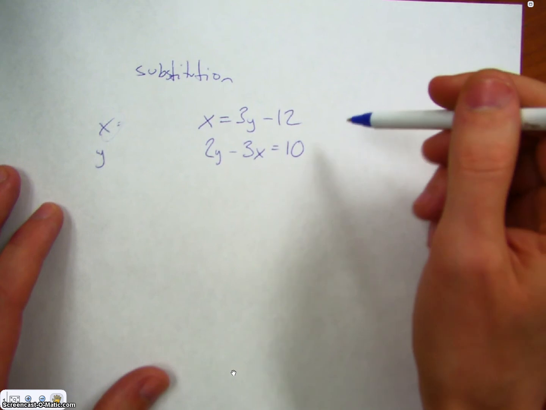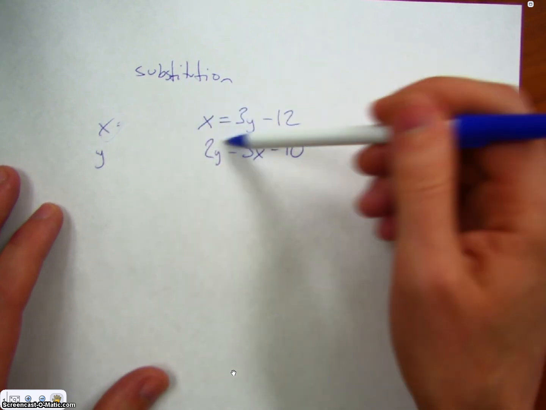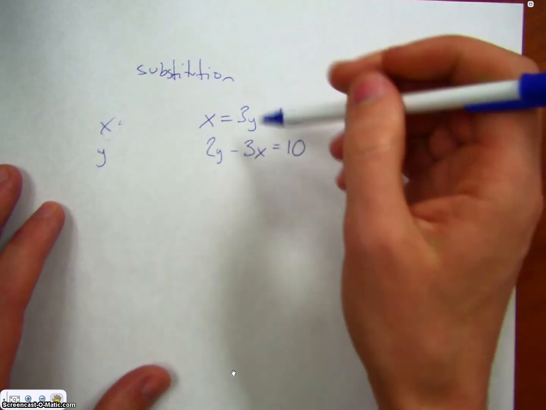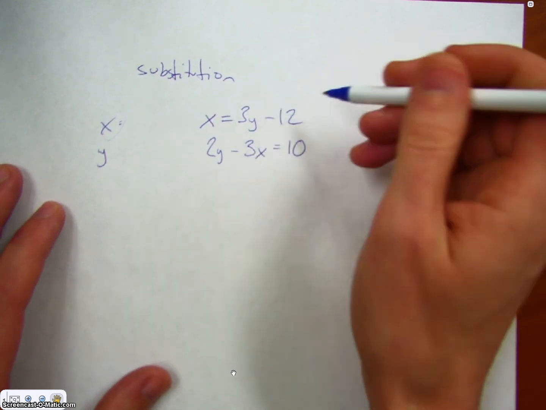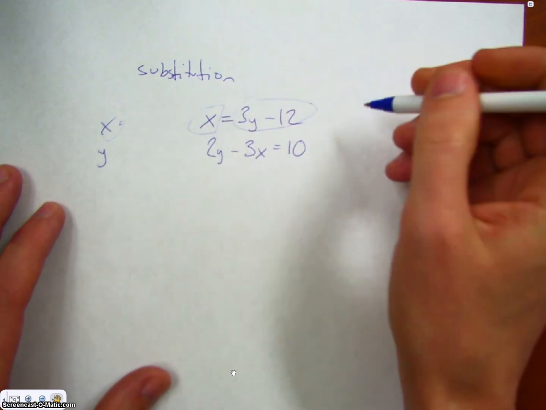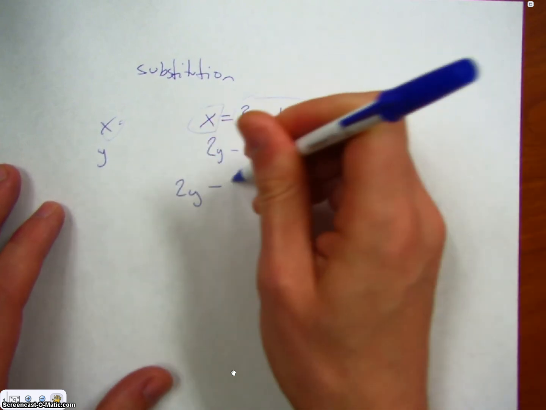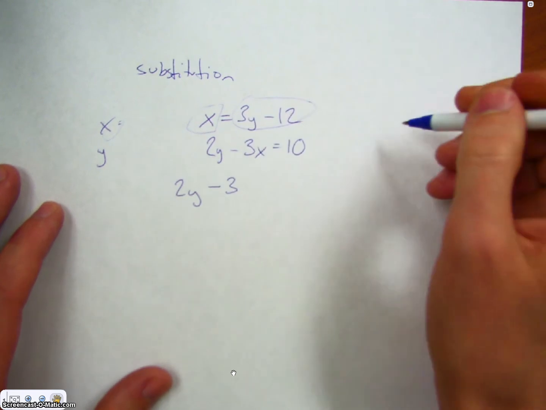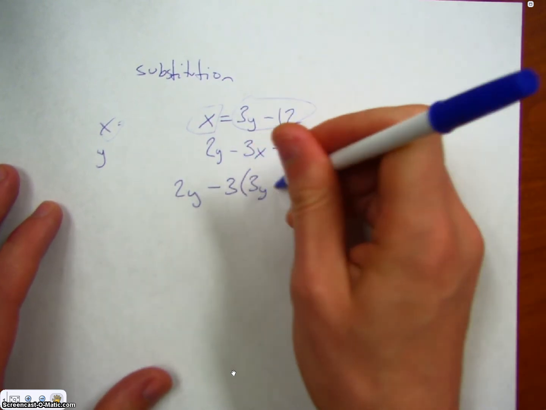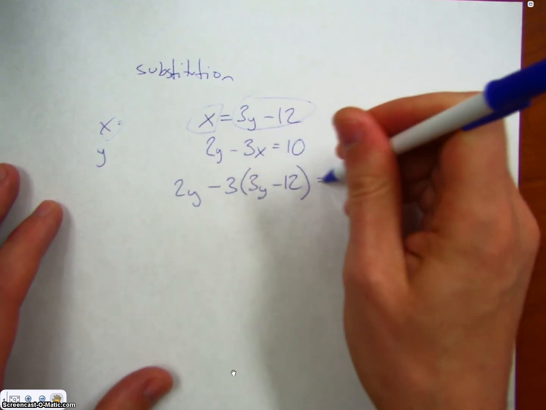Your first step is make sure that you have one of your variables solved for, either x or y. Hey, look, that's how I created my example, right? Next step would be to substitute. Anytime you see an x in the second equation, put in this thing instead, right? So I go through, write my second equation, 2y minus 3. Oh, I see an x. So I stop there, and I put parentheses, 3y minus 12. All right, continue. 3x equals 10.